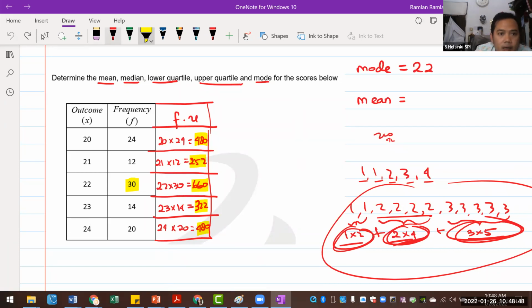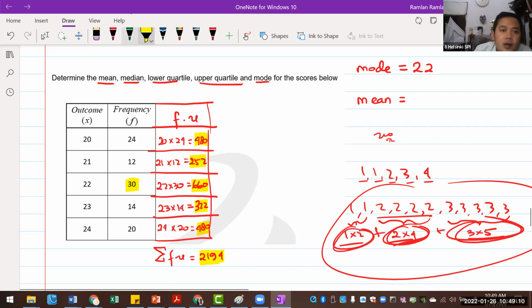Remember, I gave you a notation, right? The formula for what we call the mean. We have that sigma. Sigma is actually the total. Sigma fx means the total of f times x. That will be equal to 2,194. Again, we only need to add all of those numbers.